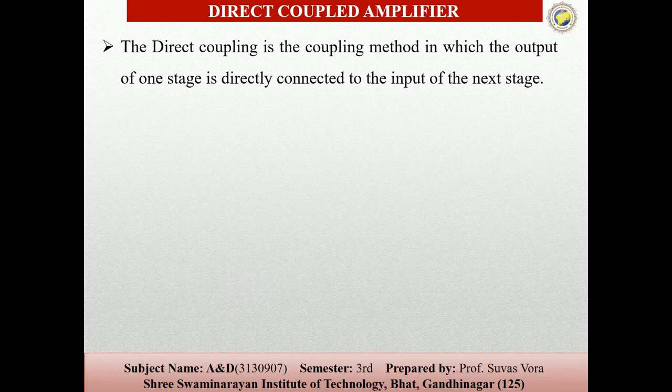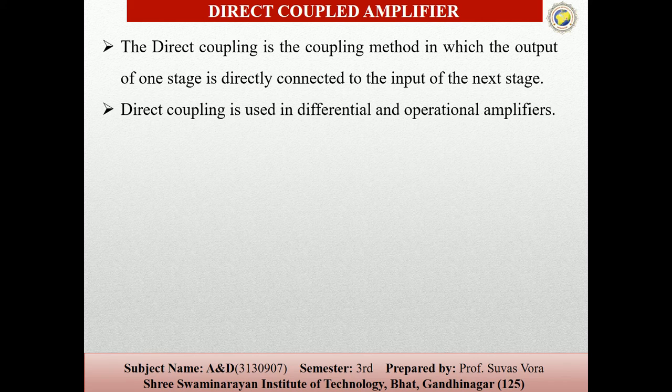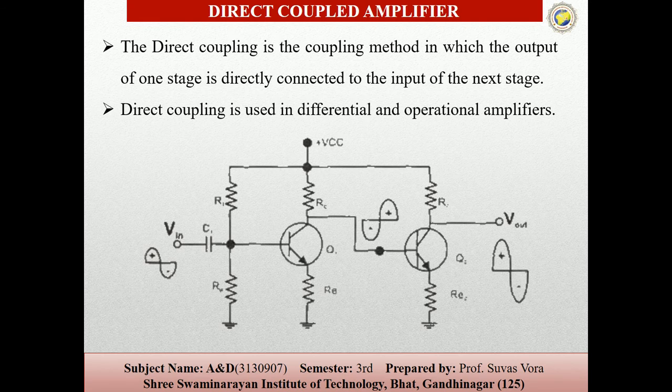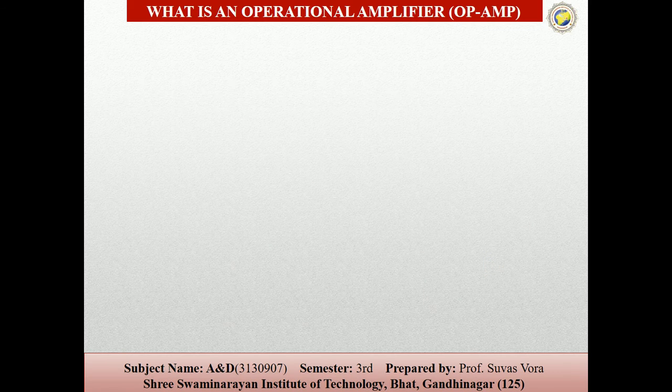Now the direct coupled amplifier. Direct coupling is the coupling method in which the output of one stage is directly connected to the input of the next stage. We know that direct coupling is used in differential and operational amplifiers. You can see here, when we give the input, its output becomes the input of the next stage. It means that when VCC is operating, in the biased condition, we get the signal here also, and we can get pure outputs. So this is called the direct coupled amplifier.